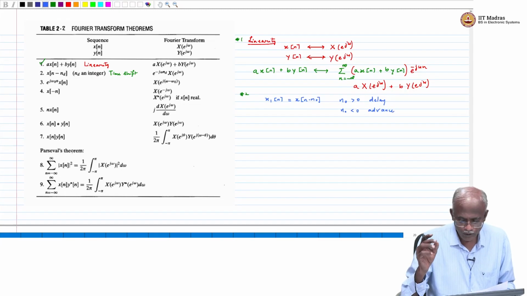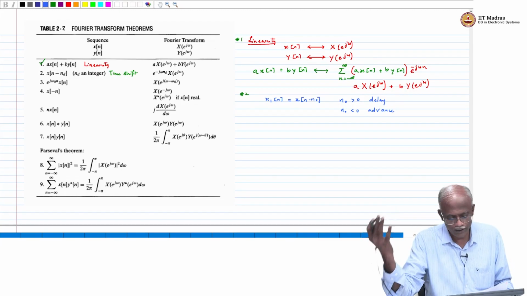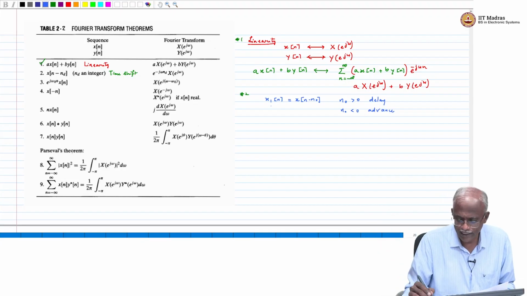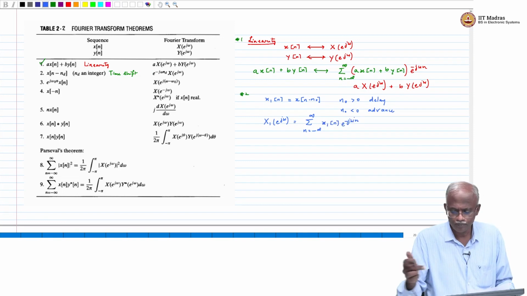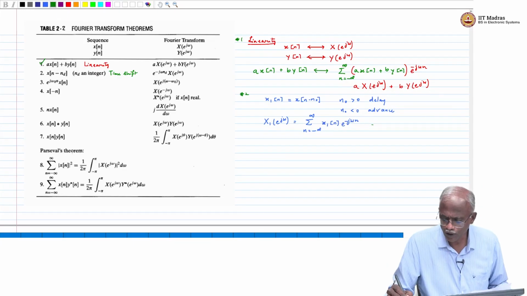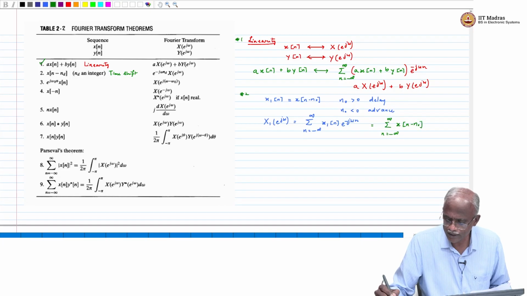The important thing to note is any shift, whether it is an advance operation or a delay operation. Let us say that we are interested to know the corresponding discrete time Fourier transform X1 e of j omega, which is equal to summation n equal to minus infinity to infinity x1 of n e power minus j omega n. Substitute for x1 of n. This is summation n equal to minus infinity to infinity x of n minus n naught e power minus j omega n.